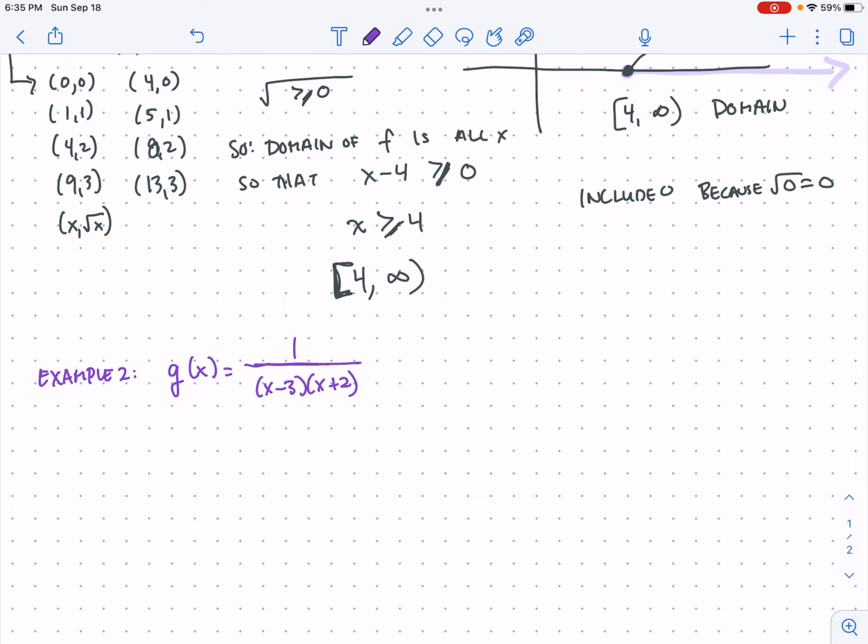Now, that's not easy to graph using transformations. We could use a graphing tool like Desmos or something like that to get a picture of it. But we don't really need to know the graph here. We just need to know something about real numbers. We know that we can't divide by 0 and get a real number for g.